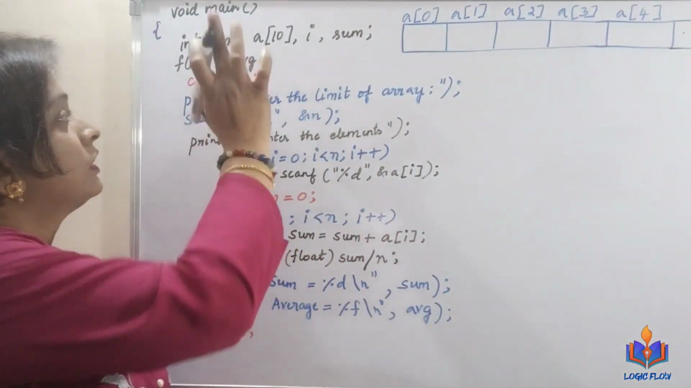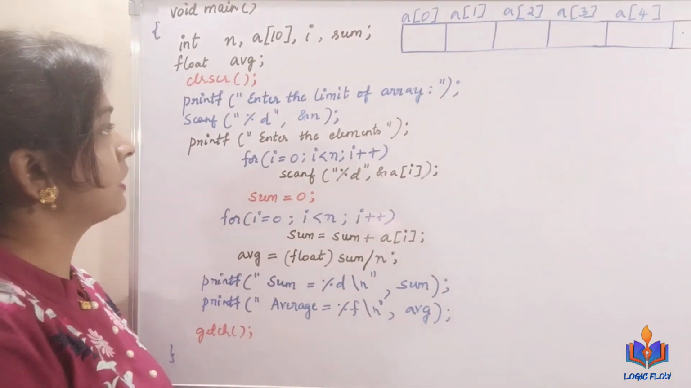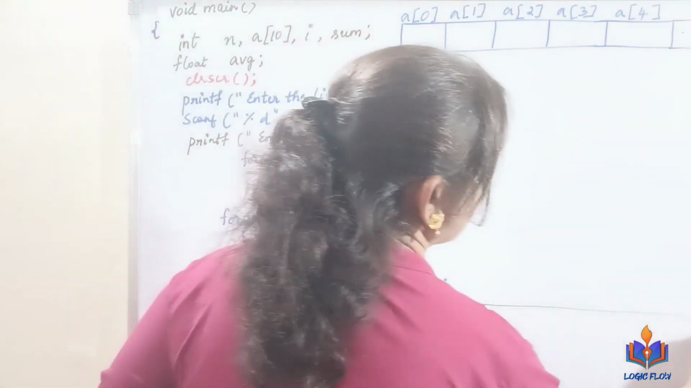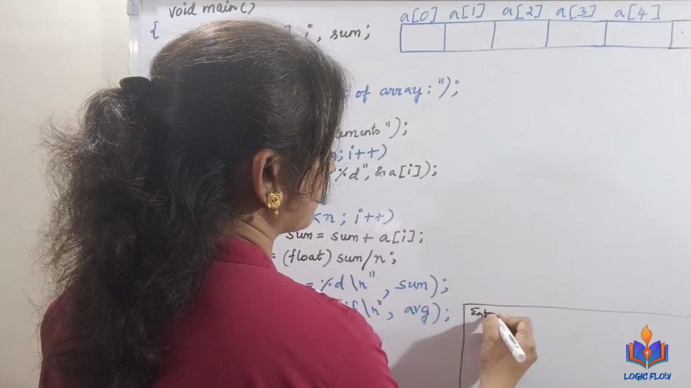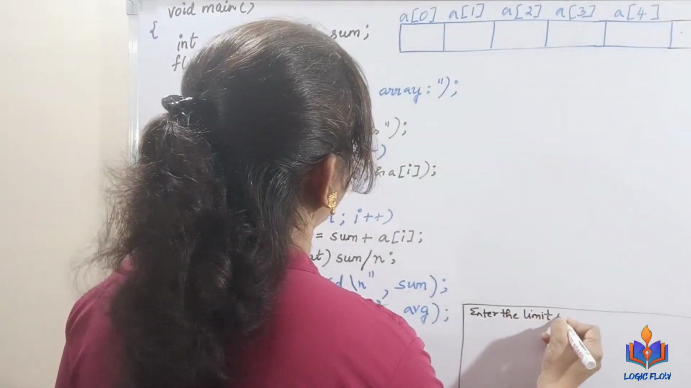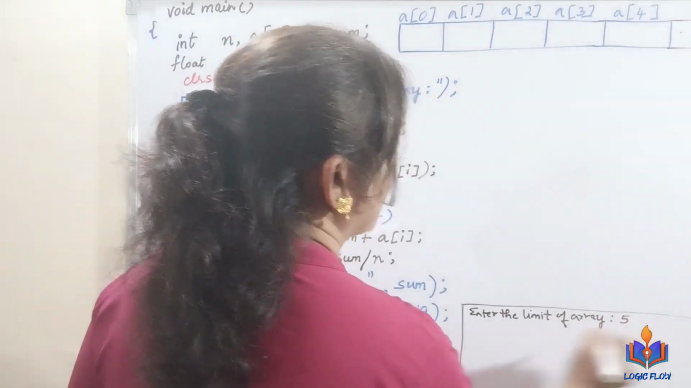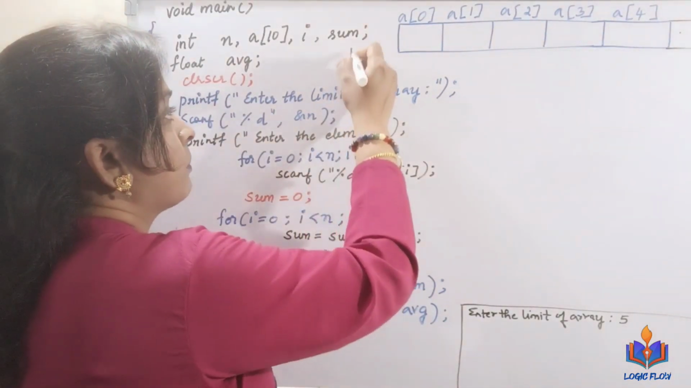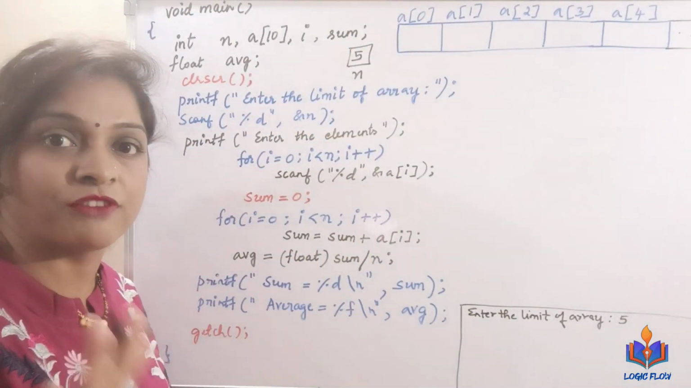Now, we have some variables. All the memory is going to be allocated for all the variables there. In my output screen, the first message that I am going to get is: enter the limit of the array. So I say I want to enter 5 elements. That will be stored in n. So I have the memory block n which gets the value 5, which means I can store 5 elements.